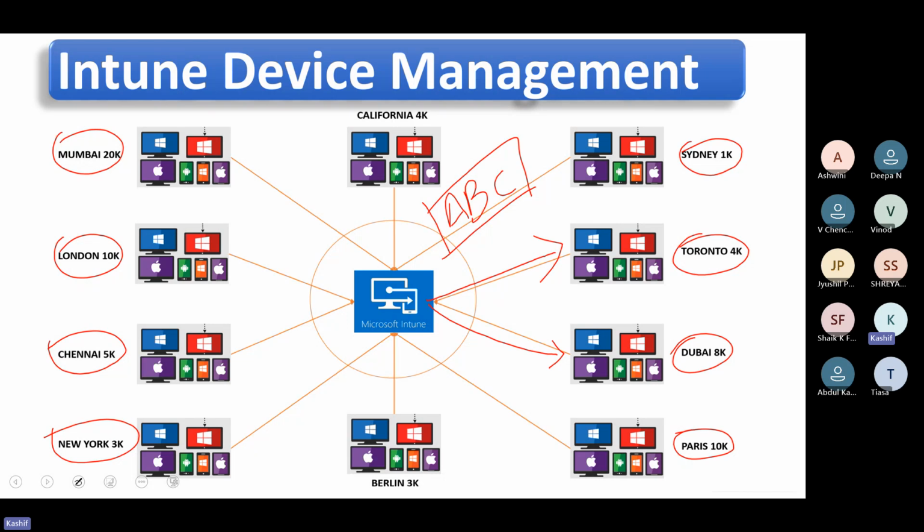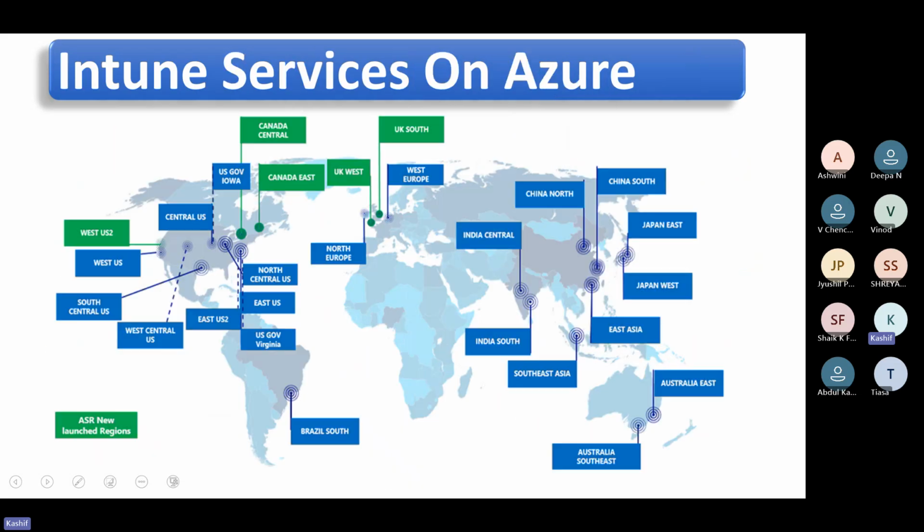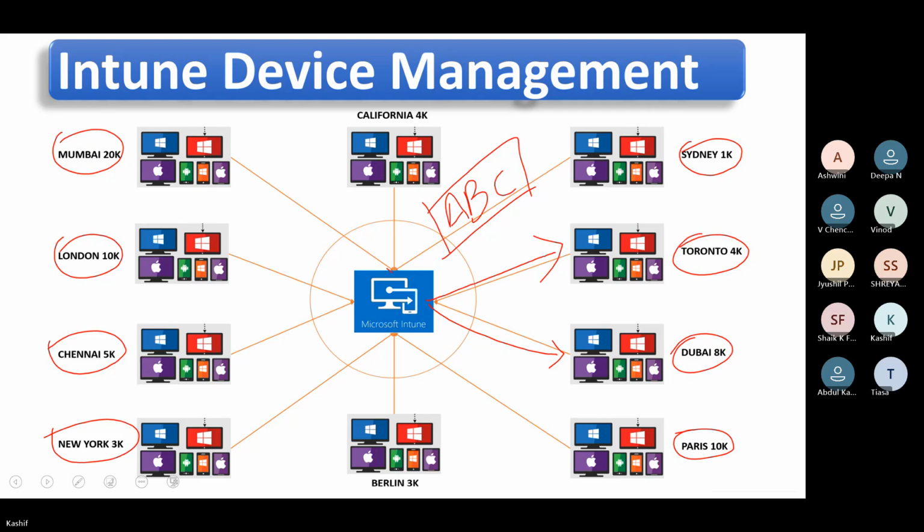Suppose we have some devices in Mumbai, right? And we would like to upgrade them from Windows 10 to Windows 11, right? So we can upgrade the devices from Windows 10 to Windows 11. We can send policy to London devices to restrict users from installing any unauthorized software. You can send policies to Chennai computers to install some application or uninstall application.